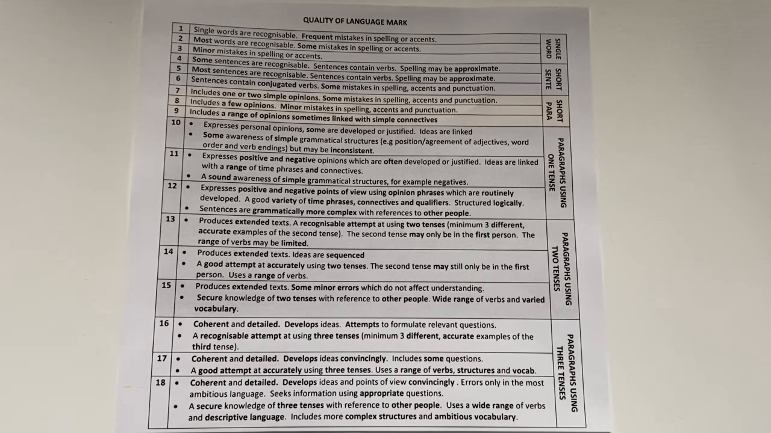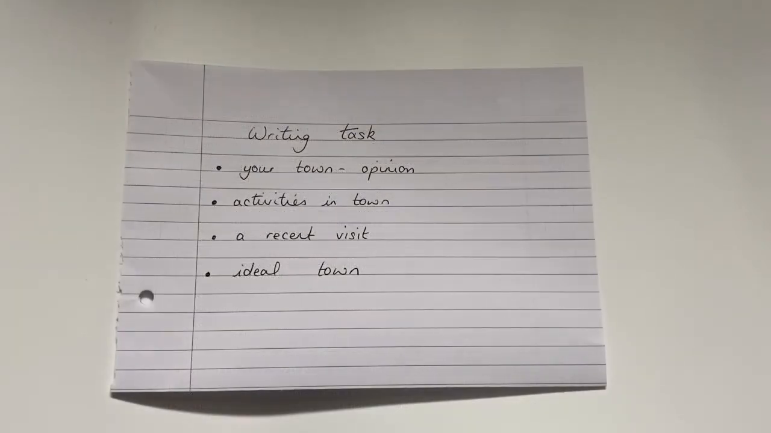For year 8, we would be moving into the 13, 14, 15 band, and then eventually the 16, 17, 18 band. And that is because we are introducing tenses. Here is an example of a writing task that might be presented to a pupil in year 8. And again, this would be in target language, but you might see a bullet point saying your town opinion, bullet point 2, activities in town, bullet point 3, a recent visit, and then bullet point 4, ideal town.